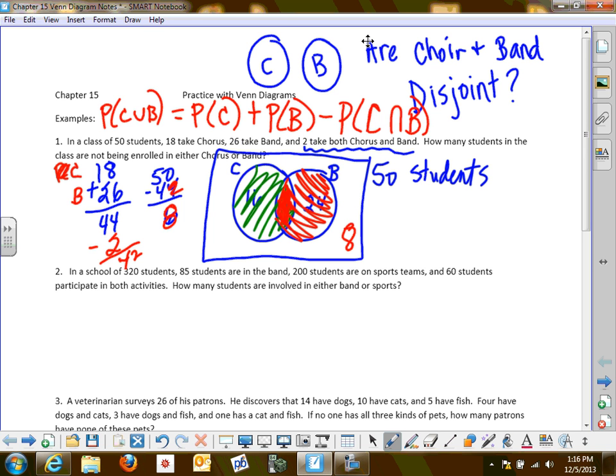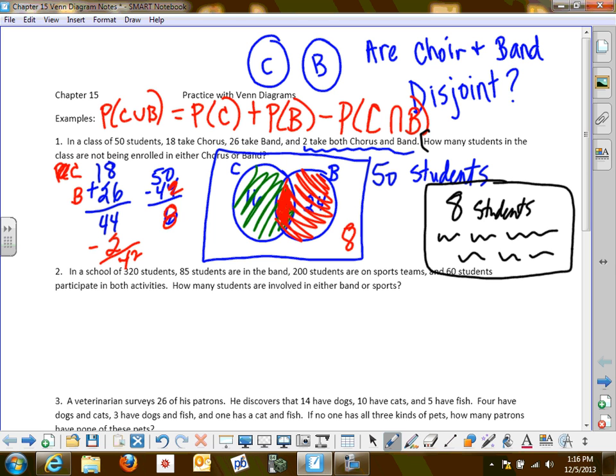It says, how many students in the class are not enrolled in either choir or band, and so that is located where? Outside, and that number is? Okay, 8. So we want to say 8 students are not enrolled in either choir or band. Okay? So we want to be thorough in our answers there.